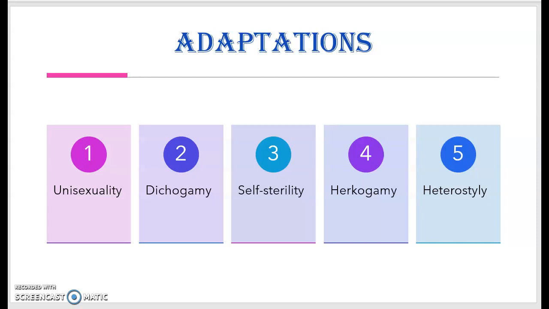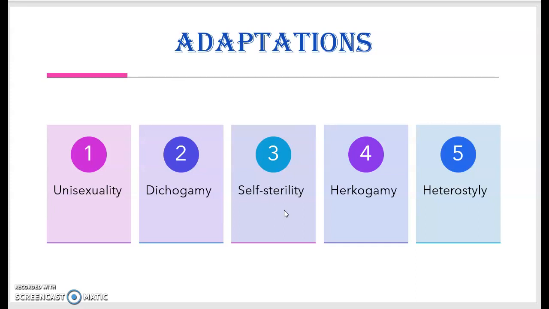Now, the third topic is self-sterility. I already taught you about unisexuality and dichogamy. Now, self-sterility means the plant, the pollen, when it falls on the same stigma, will surely be considered as dust. If the pollen grain of the same plant falls on the stigma, it will be considered as dust. It will not be allowed to germinate, or it will not be allowed to grow further. So that is considered as self-sterility.